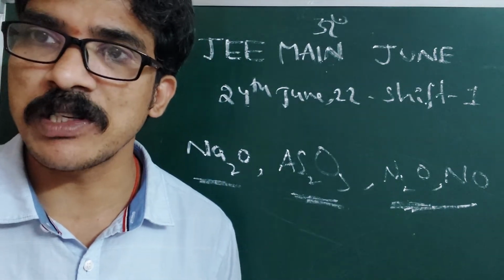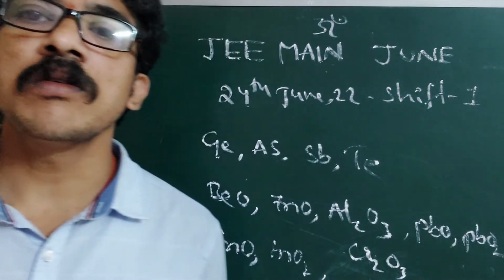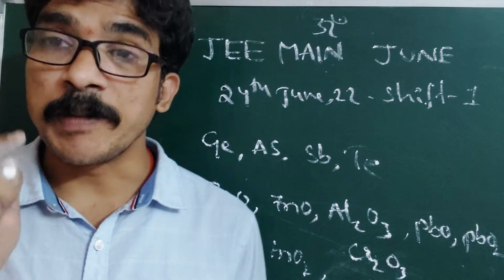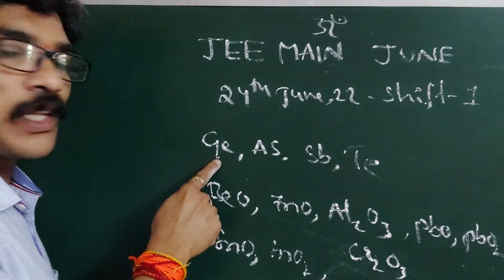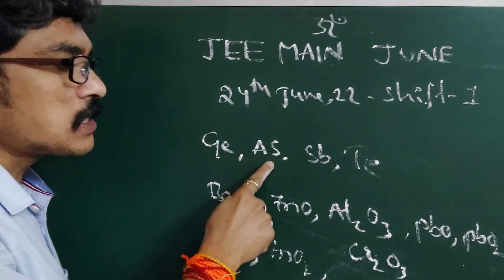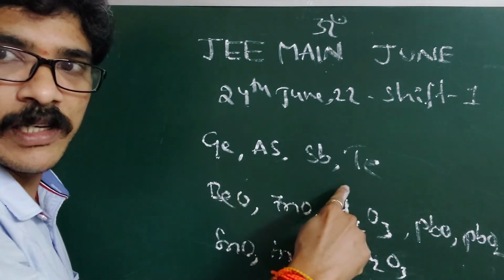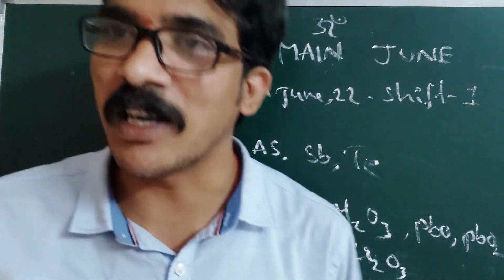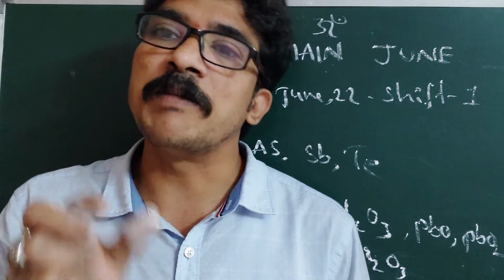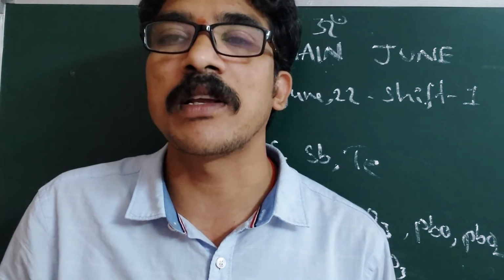That is one important question. Metalloid oxides are amphoteric. What are the metalloids? Germanium in the 14th group, arsenic and antimony in the 15th group, tellurium in the 16th group. These are the metalloids, and their oxides are amphoteric. There is no ambiguity. Generally, metal oxides are basic, non-metal oxides are acidic, and metalloid oxides are amphoteric.